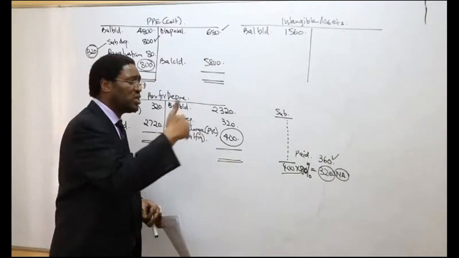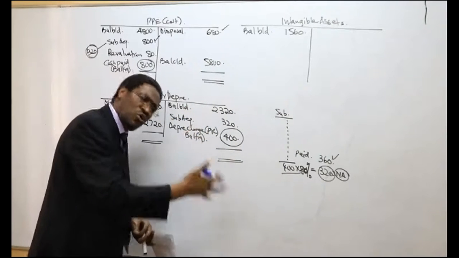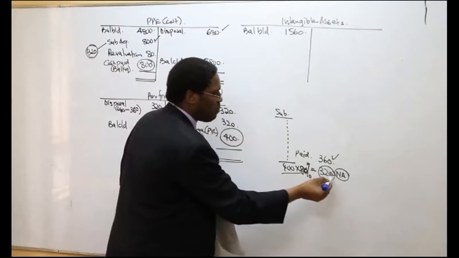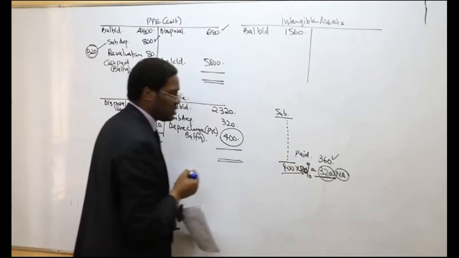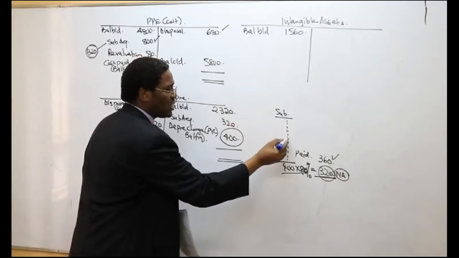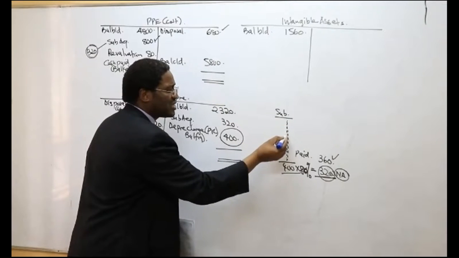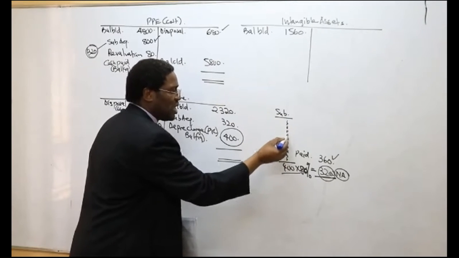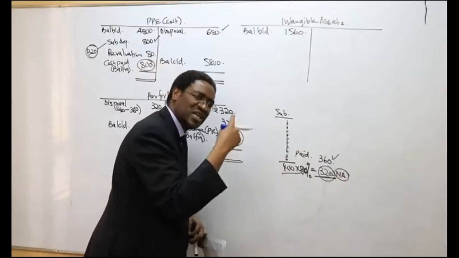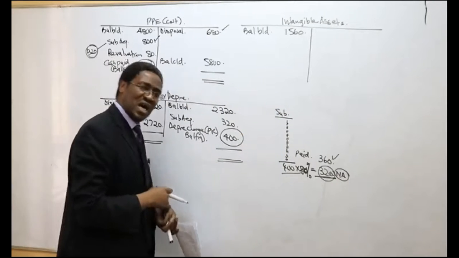For you to pay 360 and you are buying net assets amounting to 320, it is obvious there must be something else you are buying. And what is it that you are buying? Listen to this now. These are the assets you acquired when you acquired that subsidiary company. Among these assets, the examiner will never give you another asset you are buying.